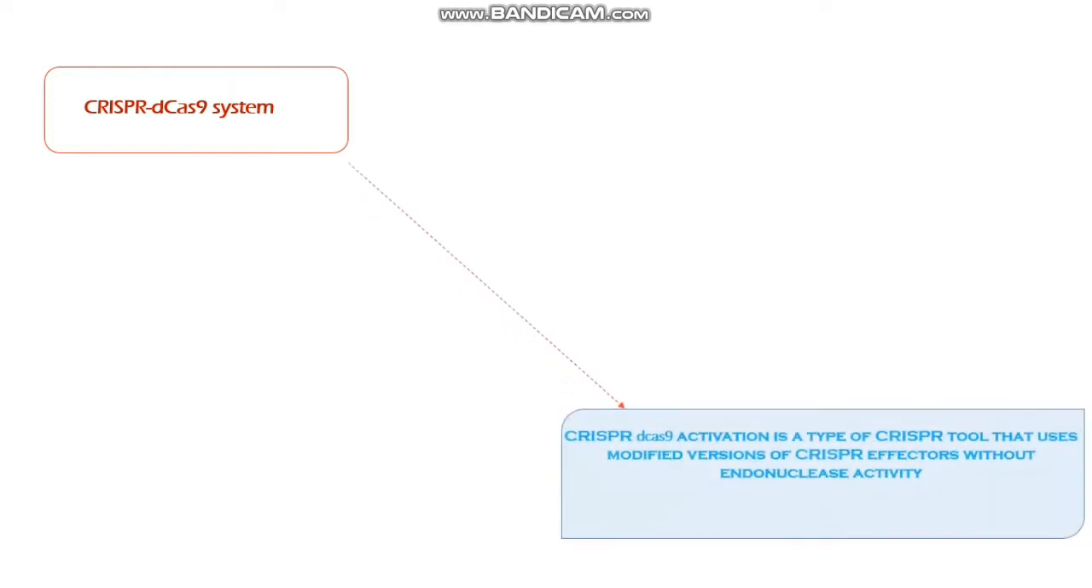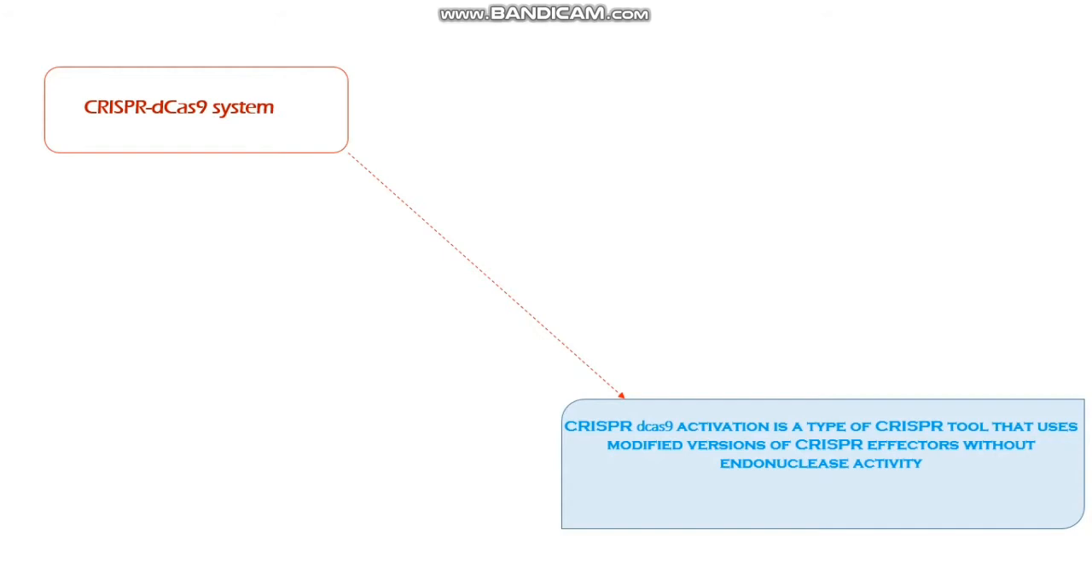Okay, let's talk about the dCas9 system. The dCas9 system does not make cuts in the genetic sequence, and it does not permanently inactivate genes because it contains two different point mutations. So basically this CRISPR-Cas actually has no endonuclease activity.